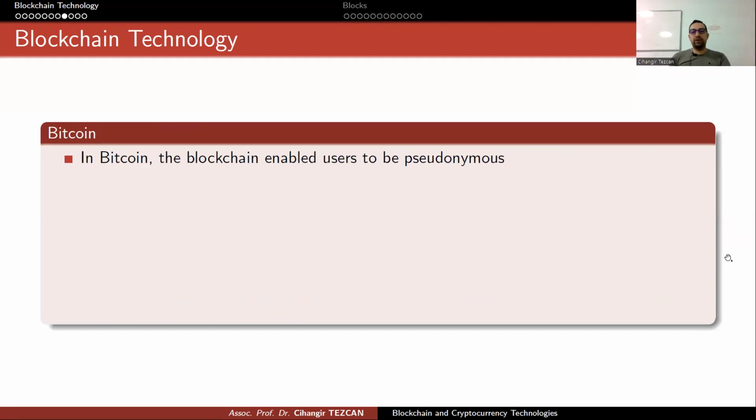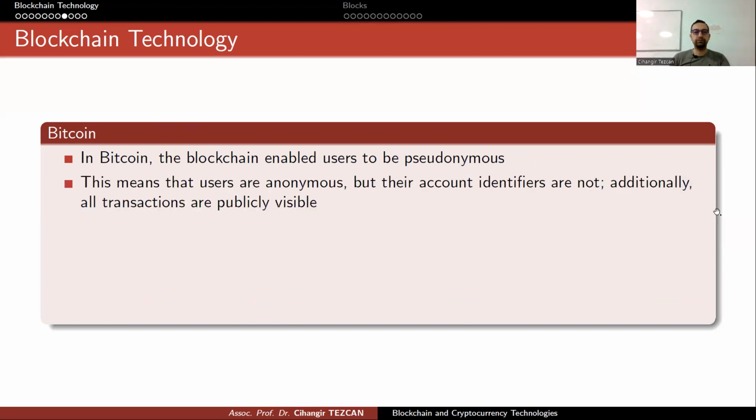In Bitcoin, the blockchain enabled users to be pseudonymous. This is important because most of the time we know the addresses, but we don't know who those addresses belong to, right? This is why we call it pseudonymous. This means that users are anonymous, but their account identifiers are not. Additionally, all transactions are publicly visible.